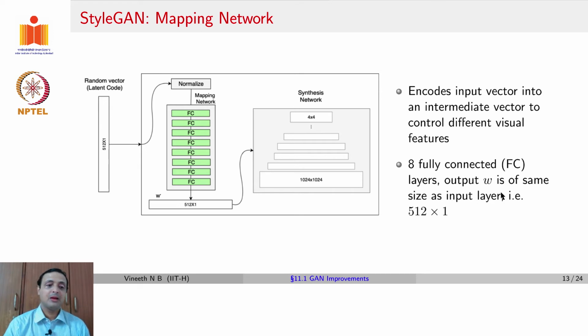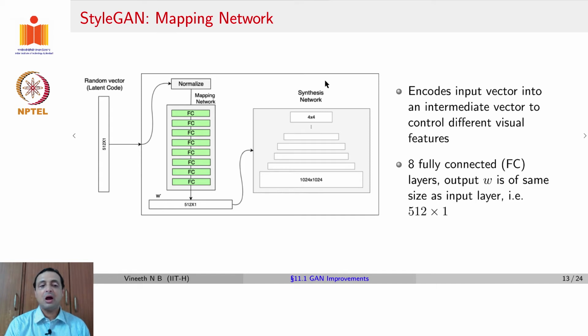How does it do this? Given an input random vector, the same as in the vanilla GAN, StyleGAN first normalizes this vector and then sends this through 8 fully connected layers without changing the dimension of the input and obtains a 512 cross 1 vector. Remember, the input latent was also 512 cross 1. So these 8 fully connected layers do not change the dimension of the input. And this transformed vector, which we call W, is given as input to the generator or the synthesis network.